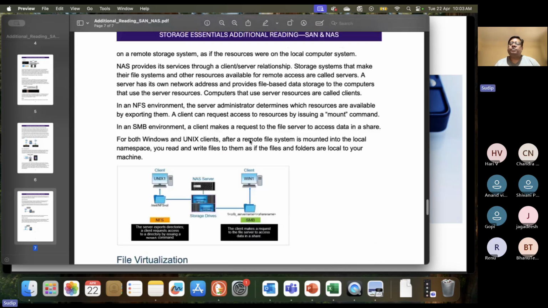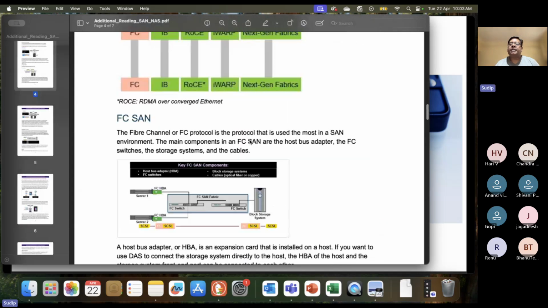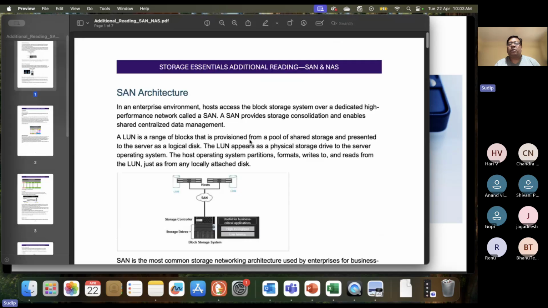So now when you read this, you will have better clarity. Of course, not 100% clarity, but a little better clarity now that you understand what a file system is. Any questions?